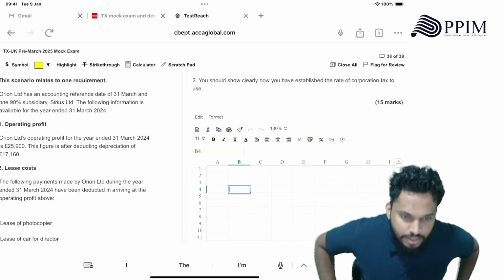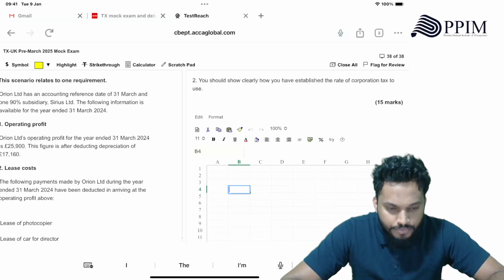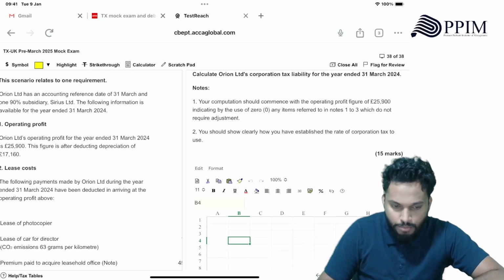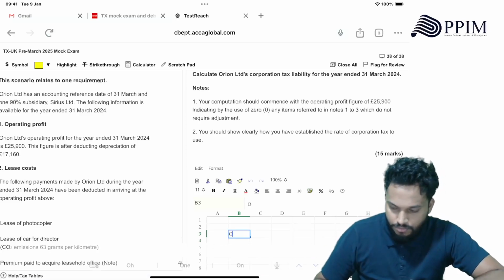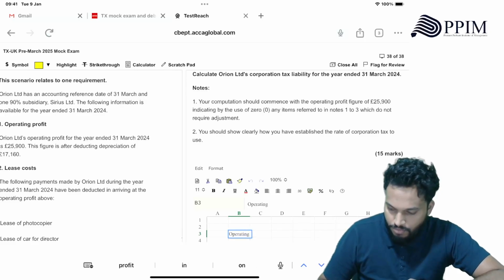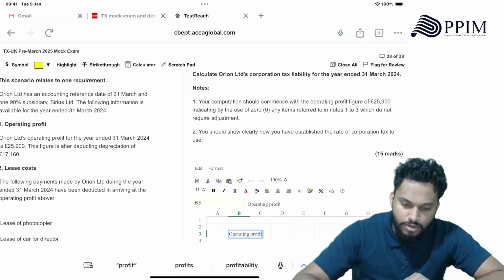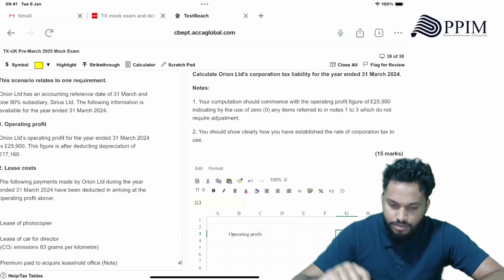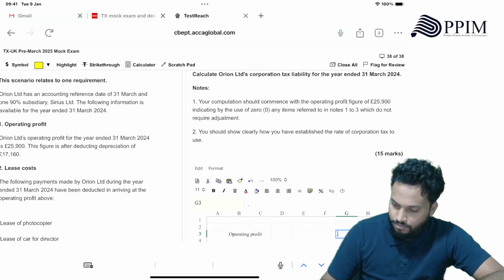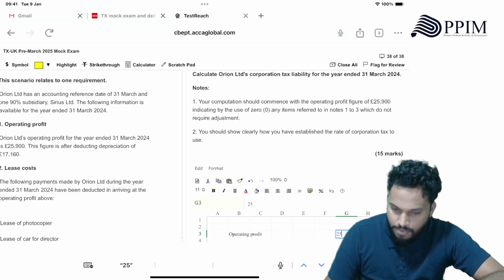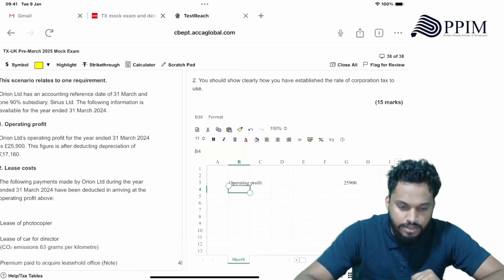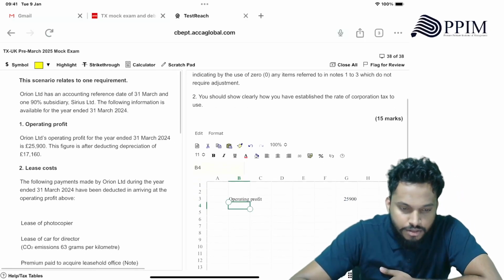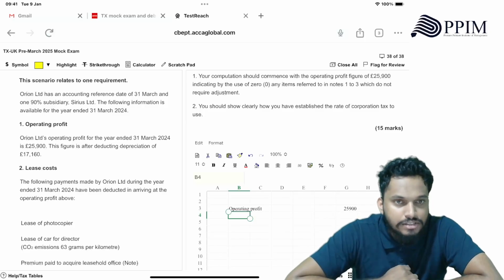Okay, let's start answering this part. They are asking us to clearly state, starting from the operating profit. How much is the operating profit? You are getting an operating profit of 25,900. Then they're asking us to go through each and every adjustment from 1 to 3. Wherever it is not applicable, you need to give it as a 0.